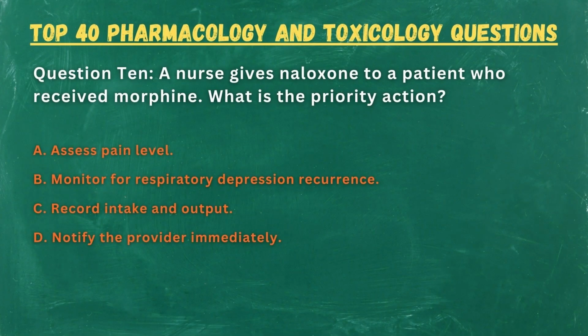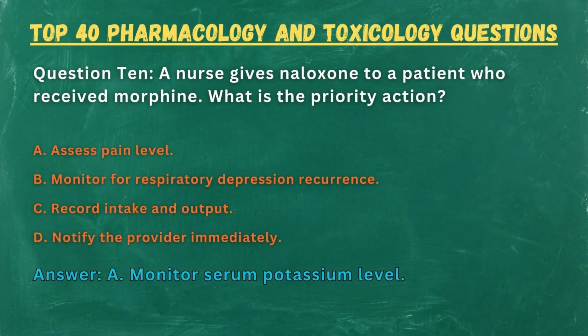Question 10. A nurse gives naloxone to a patient who received morphine. What is the priority action? A. Assess pain level. B. Monitor for respiratory depression recurrence. C. Record intake and output. D. Notify the provider immediately. Answer. B. Monitor for respiratory depression recurrence.